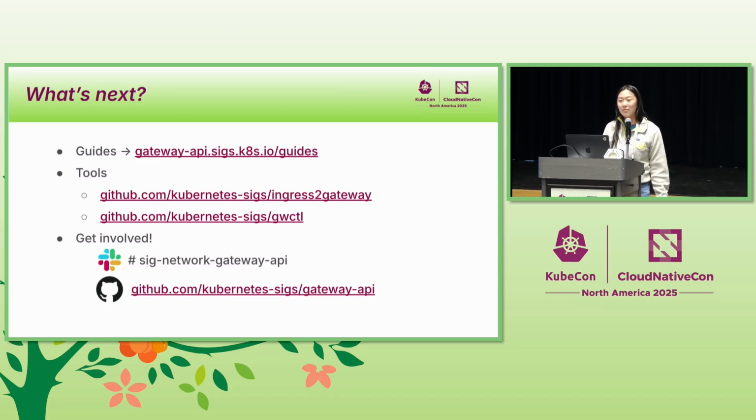Also, get involved. We thrive on the feedback of the end users in the community. If there's anything that you see missing in Gateway API as a feature, then please let us know. We're probably the friendliest SIG network group you can get involved with. We also have a really good GitHub discussion board on our GitHub repository, so please reach out to us there.